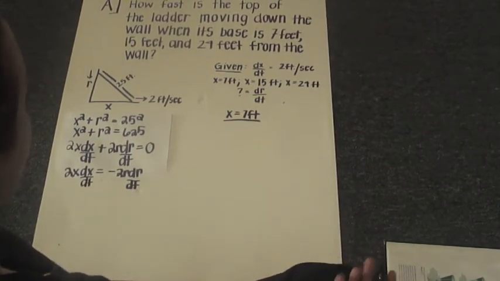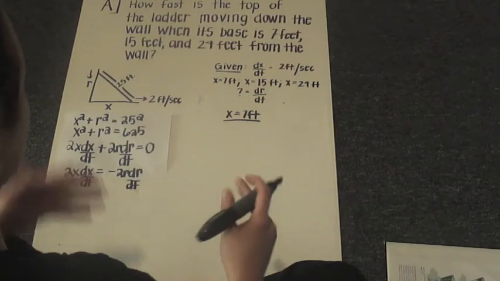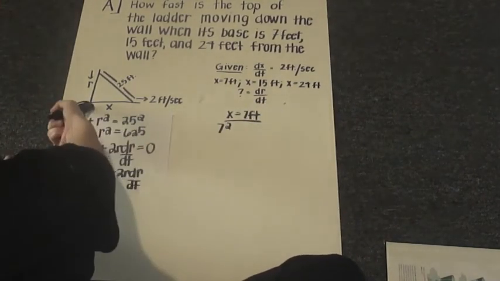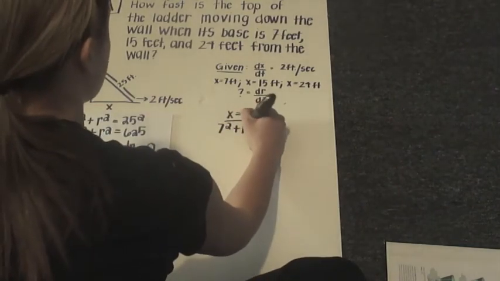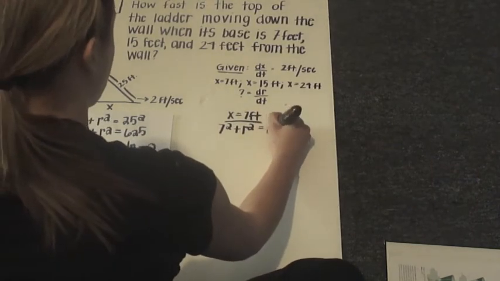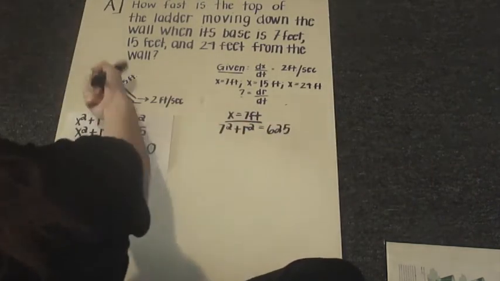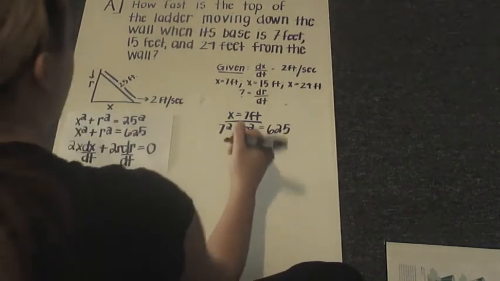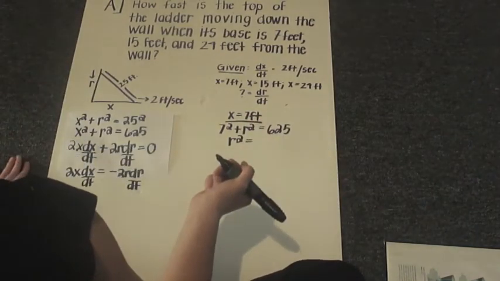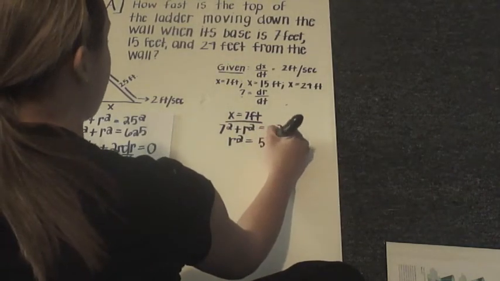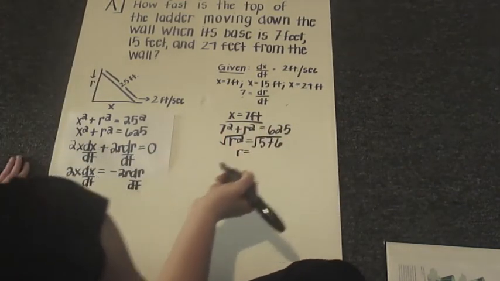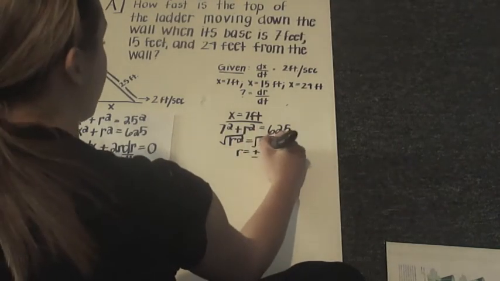And you're going to want to use the Pythagorean theorem again. But in this case, we know what x is. So we're going to do 7 squared, which is our base, plus r squared, because we're trying to solve for r, is equal to 625, which is 25 squared. And when you simplify all that, you're going to get r squared is equal to 576. Take the square root of both sides, and you end up getting r is equal to plus or minus 24 feet.